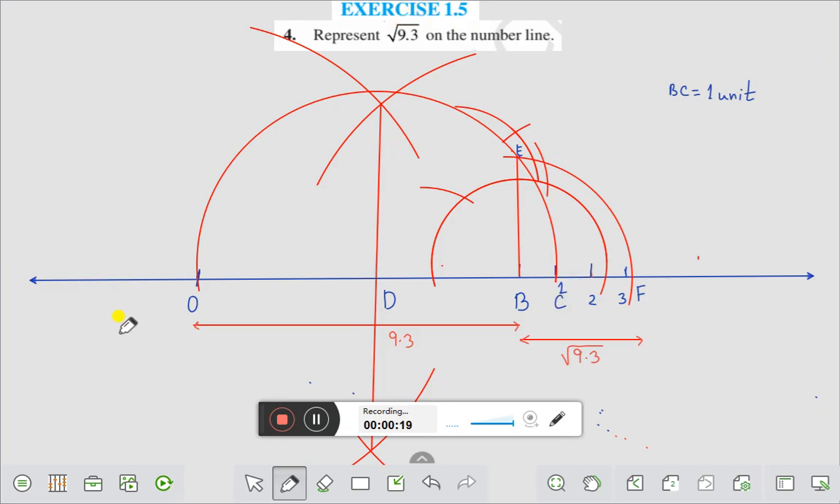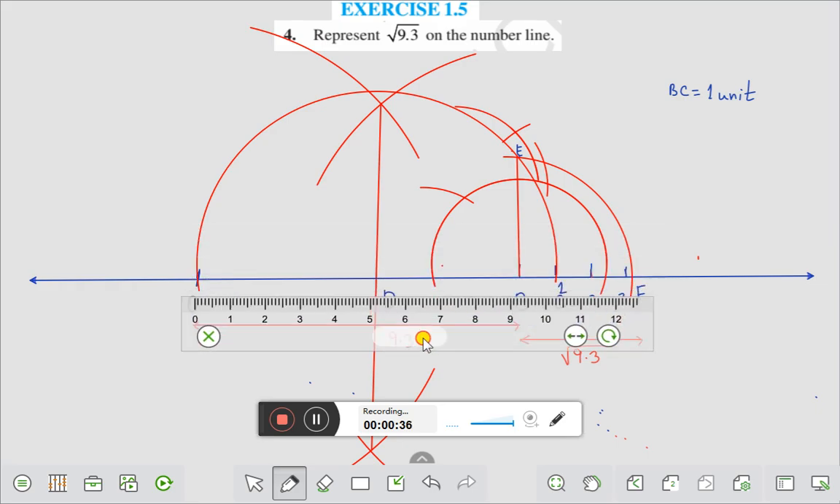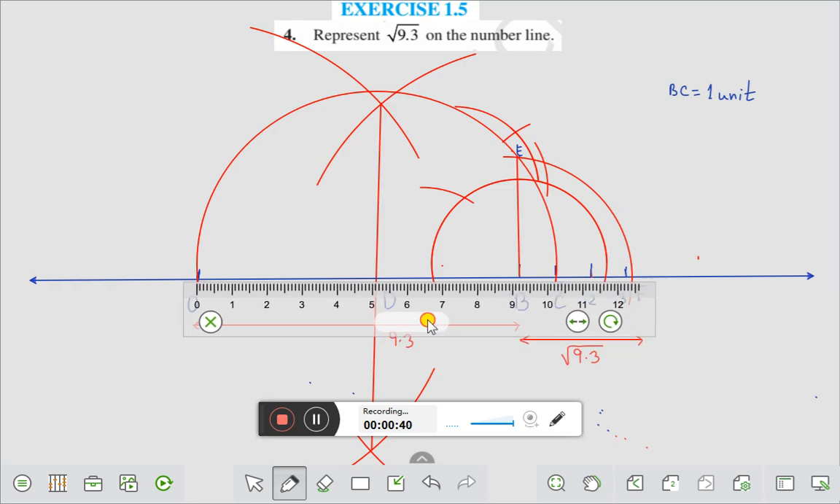First of all, take a line. We have taken a line, this line, right? Now first take OB as 9.3 centimeter with the help of a scale. First of all, we take a scale and we have taken 9.3 unit. Here you see, if we take a centimeter, then we are getting exactly 9.3. This B, we draw OB 9.3, right?